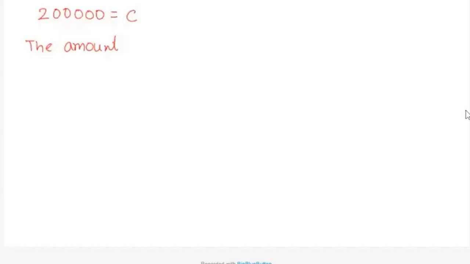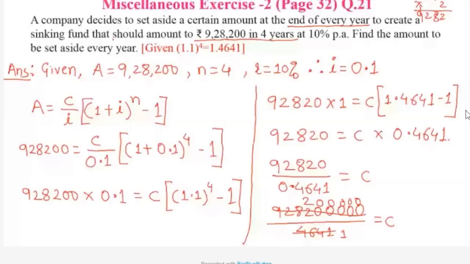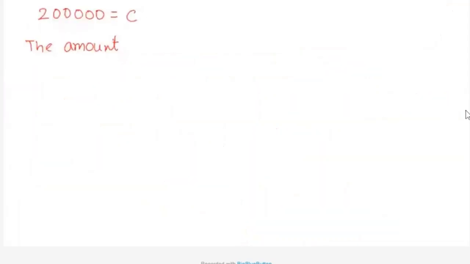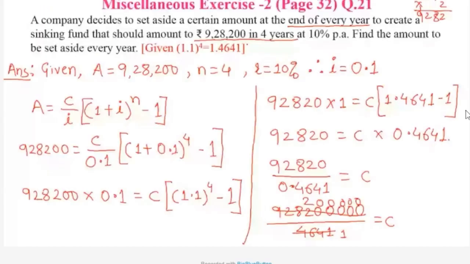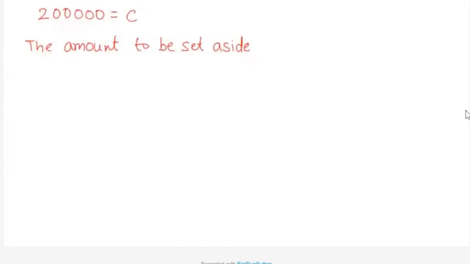What wording did we use? Let us use the same words: the amount to be set aside every year is, don't forget to write this rupees, and better put commas in the 2 lakhs, 2,00,000.